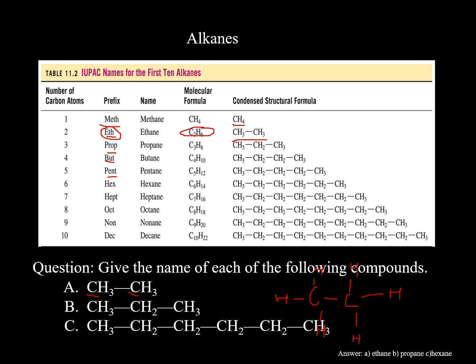The next one is propane, because there's three carbons, one, two, three, and they're all single bonds, so propane. And the next one is hexane, six carbons, one, two, three, four, five, six carbons, all single bonds, so we say hexane.